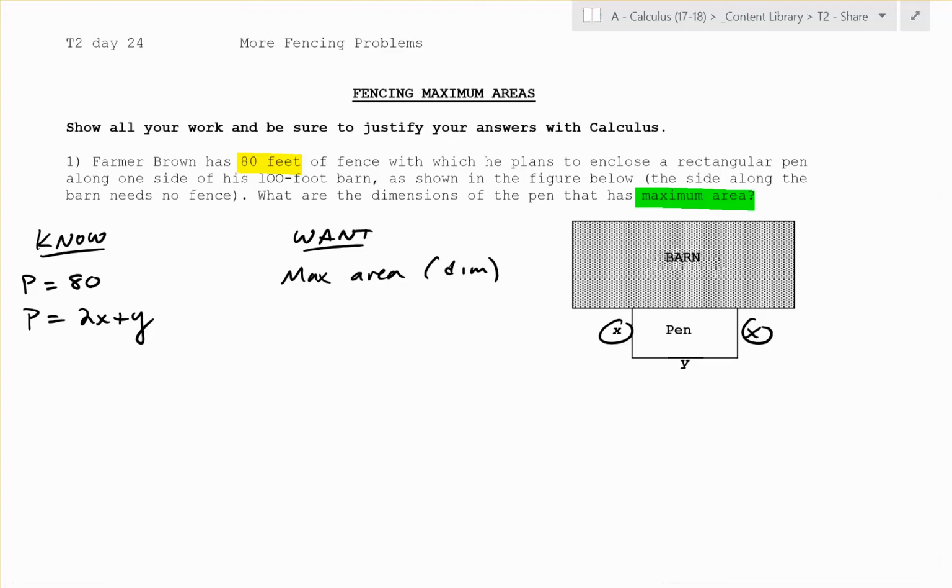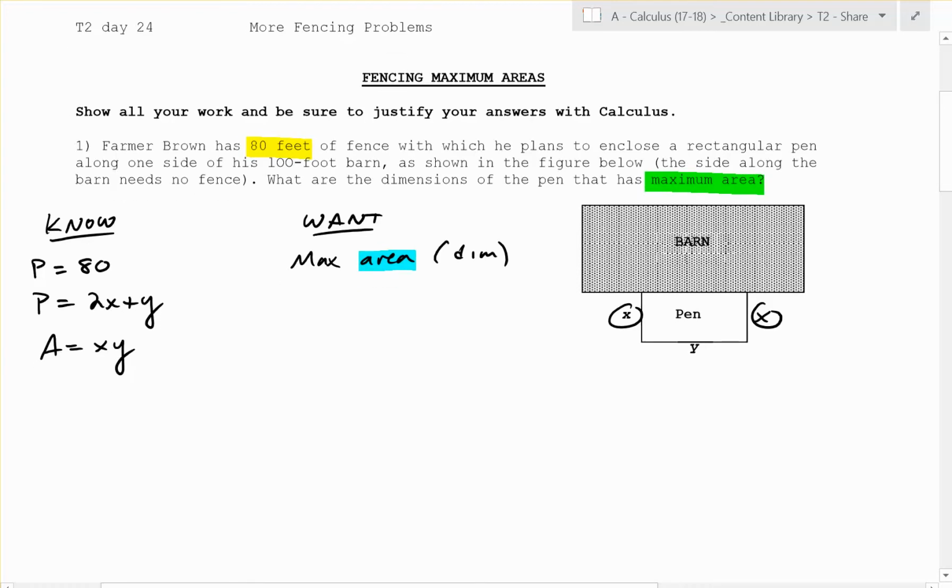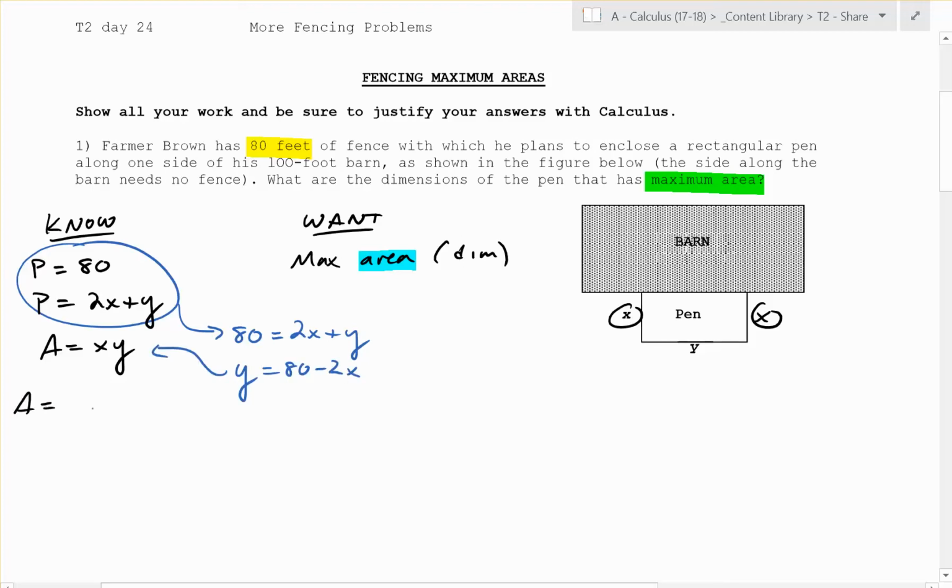So if we're looking for area, we need to make sure we have an equation for area, and the area of that pen is just going to be x times y. But before we can take the derivative and set it equal to 0 to find where the max could occur, we need to make sure that this is down to one variable. We're going to do that by taking these two equations and combining them, and we know therefore that 80 is 2x plus y. So let's just subtract 2x. So we know that y is equal to 80 minus 2x. We're going to plug that in right there. What that gives us is A equals x times 80 minus 2x.